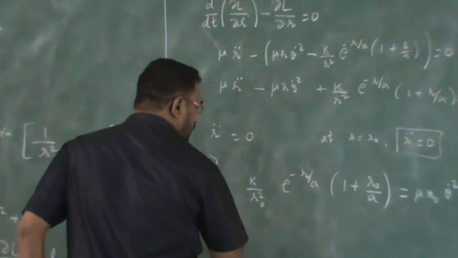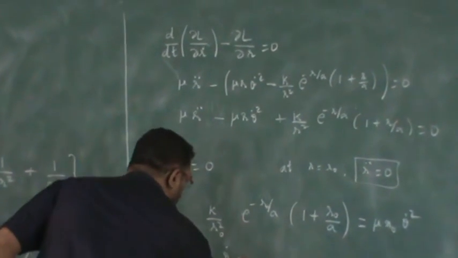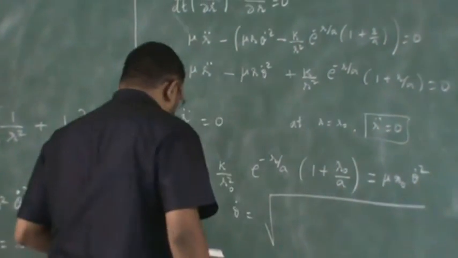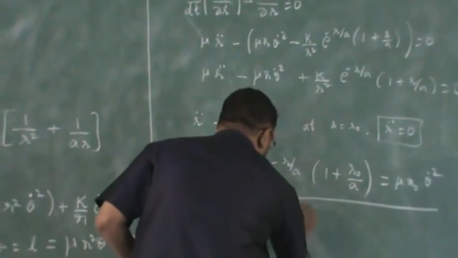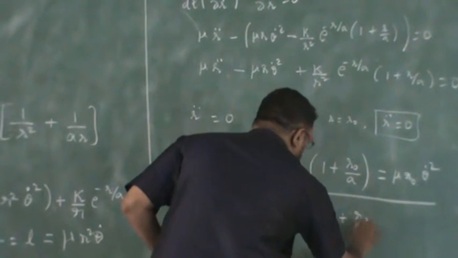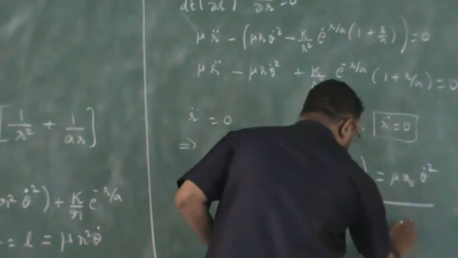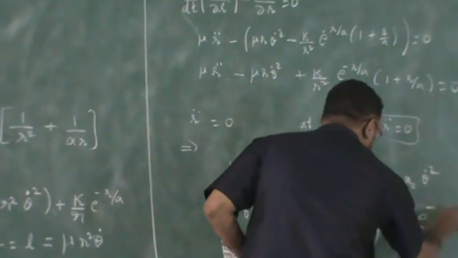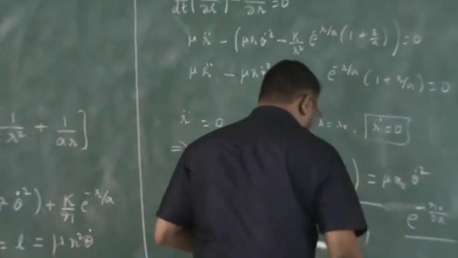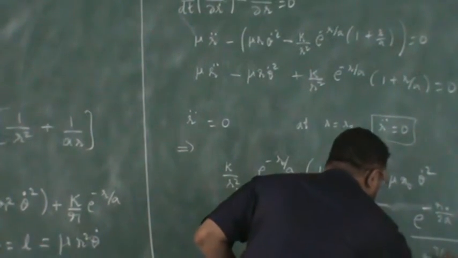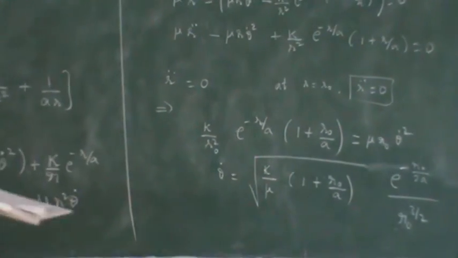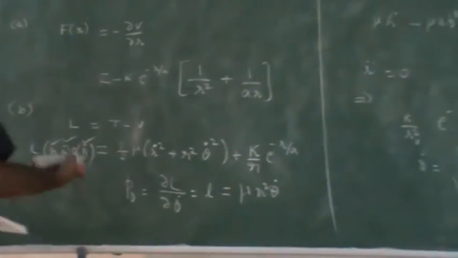So theta dot is equal to square root of, if you simplify you will get, k by mu, 1 plus r naught by a, e power minus r naught by 2a, whole divided by r naught to the power 3 by 2, because r naught cube is there, you take the square root, you will get r naught to the power 3 by 2.